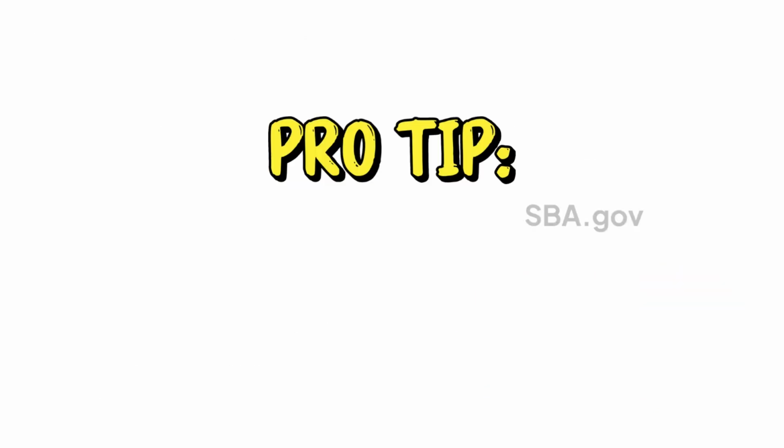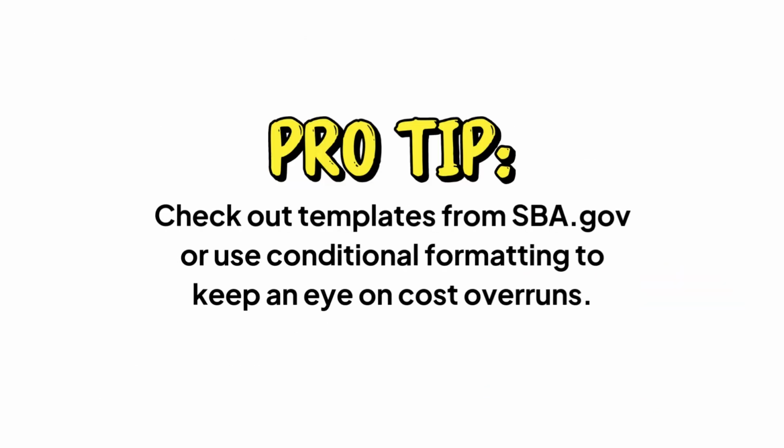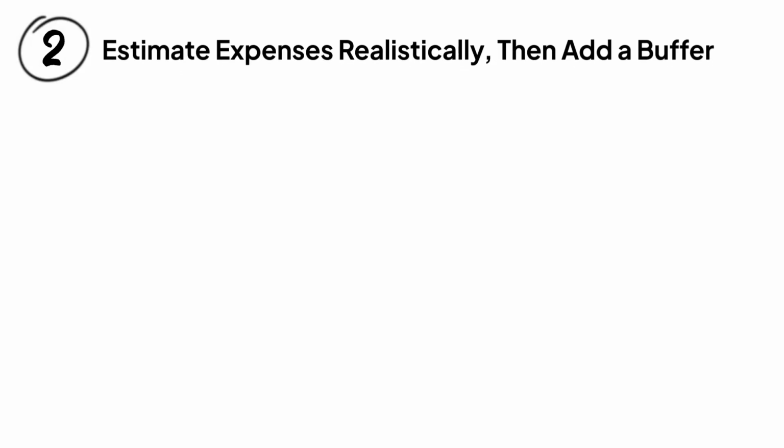Pro tip: check out templates from the Small Business Administration at sba.gov or use conditional formatting to keep an eye on cost overruns. Second, estimate expenses realistically, then add a buffer.